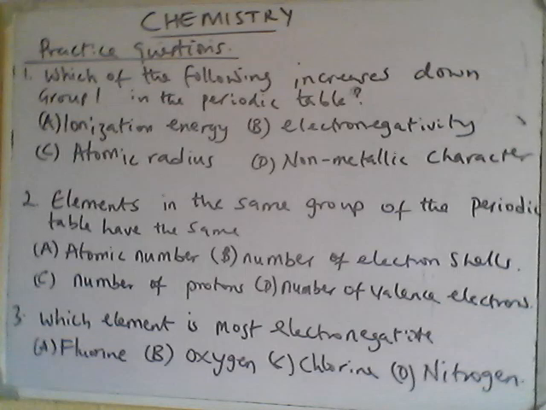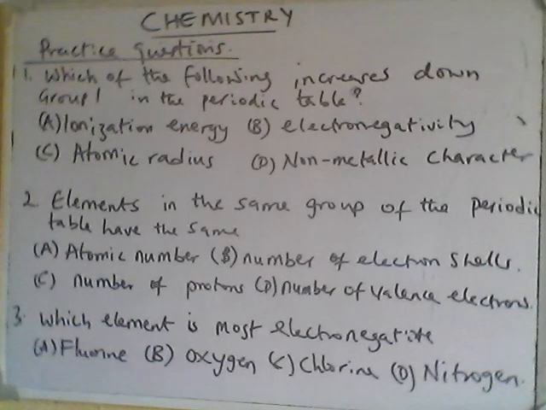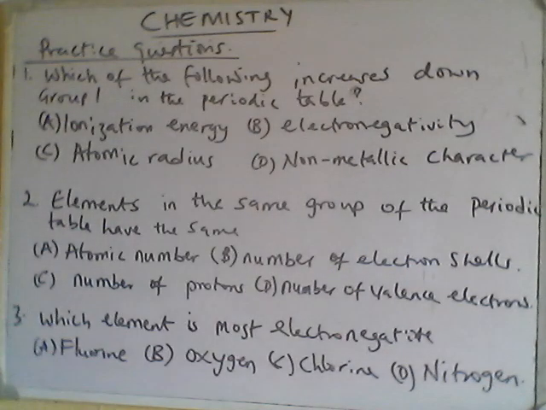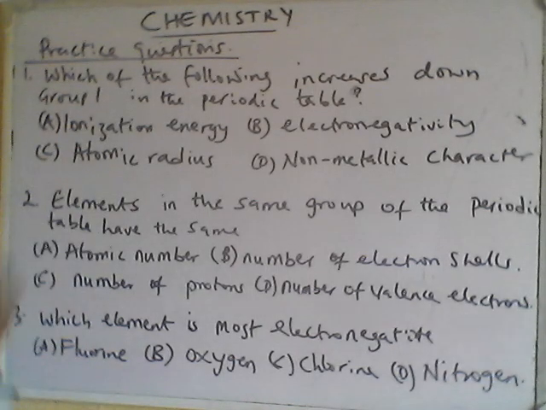Okay, number 1, I have ionization energy. No, ionization energy increases across the period, so it does not increase down the group. Electronegativity increases across the period, but does not increase down the group. Atomic radius increases down the group. Why? Because more orbits are added. If more orbits are added, the atomic radius will increase.